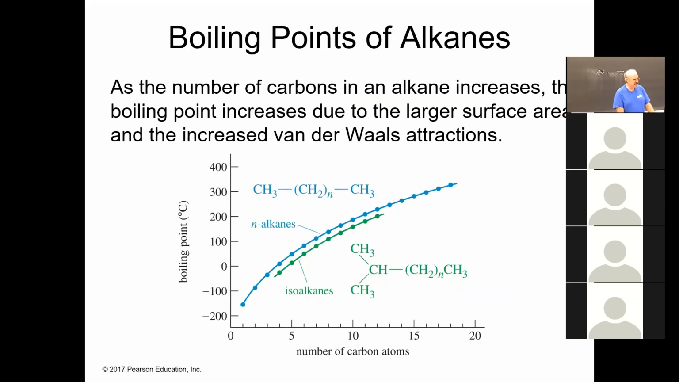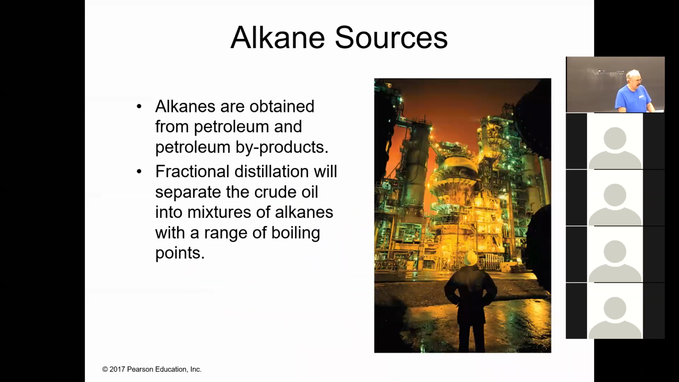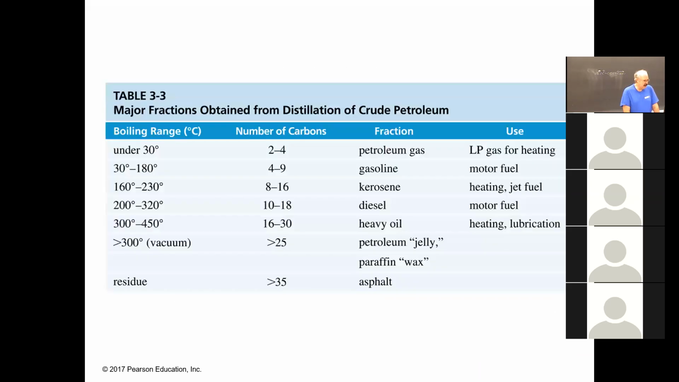As the number of carbons goes up, the boiling point also goes up. Branching lowers the boiling point as is shown in this chart. I might ask you a few questions about petroleum refining. Alkanes are obtained from petroleum and natural gas. The principal method by which the products are separated is fractional distillation, which separates compounds based on boiling point ranges.